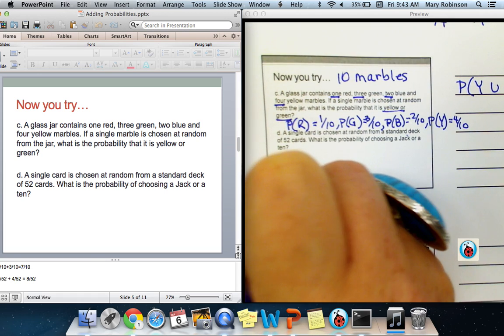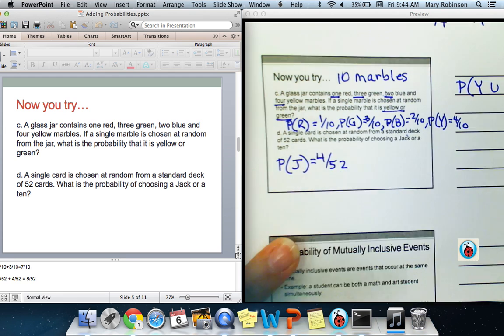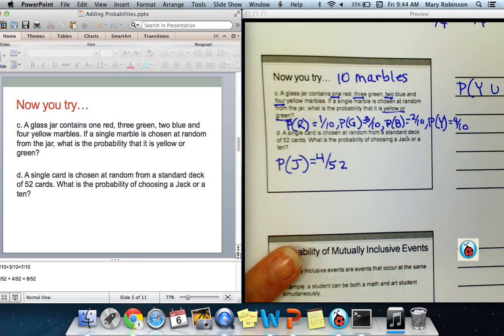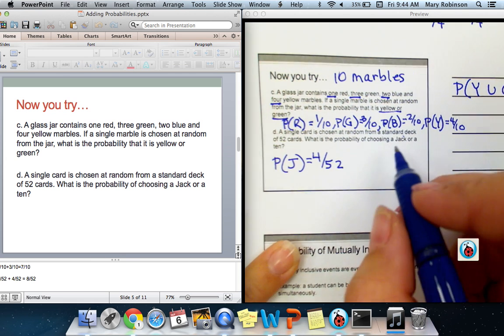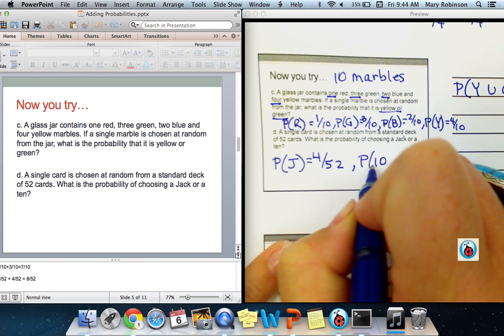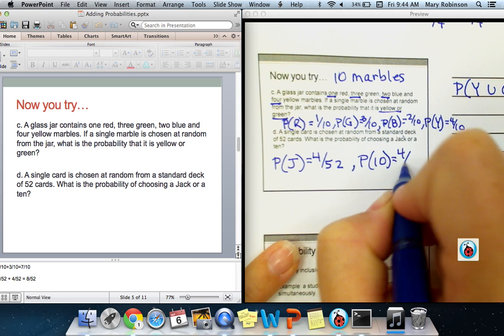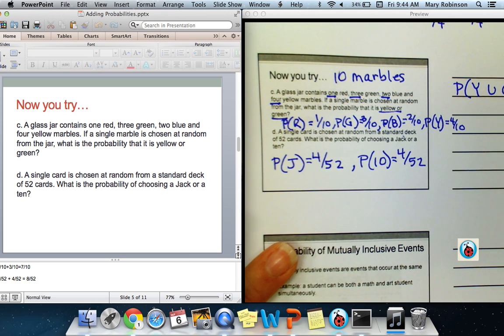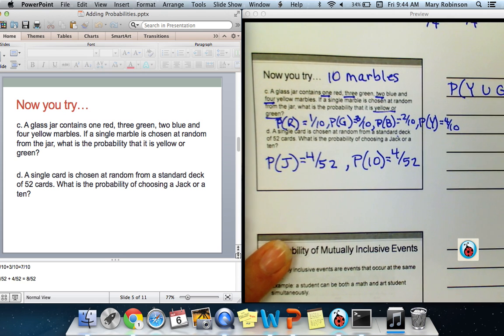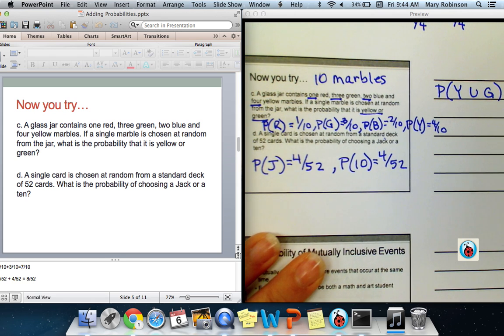The probability of picking a jack would be 4 out of 52 because there is a jack in each suit, a jack of spades, clubs, diamonds, and hearts. Likewise, there are 4 10s in the deck. A 10 of hearts, 10 of diamonds, 10 of clubs, and 10 of spades. So that's the background information we need to understand to be able to answer the question.